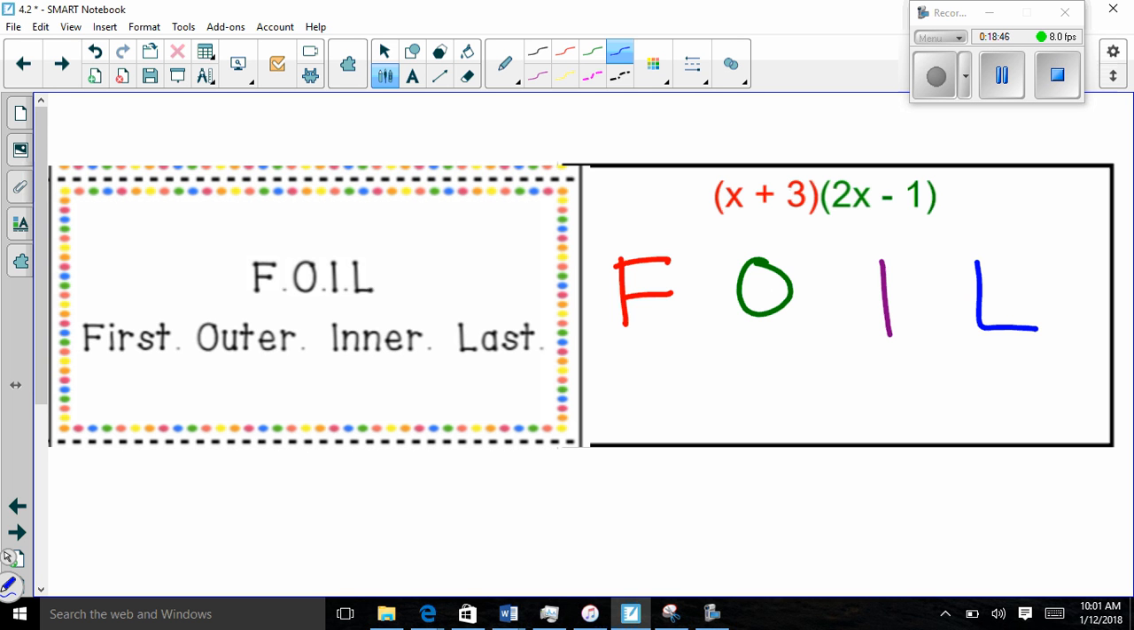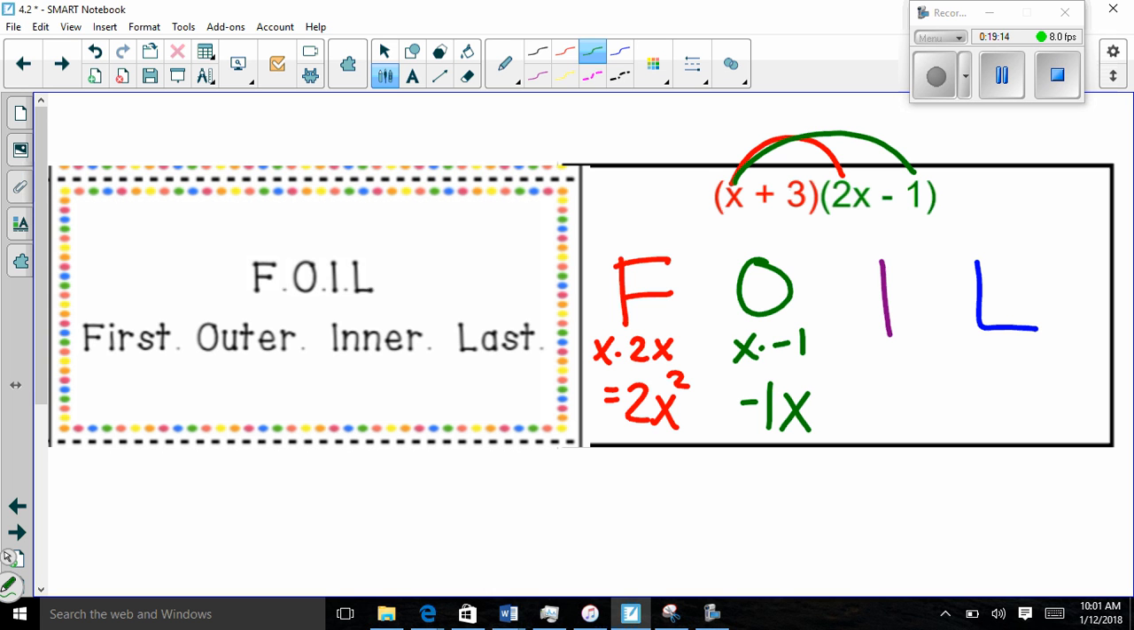First means I'm multiplying the first term. It's factored. But x times 2x. What is x times 2x? 2x squared. I'm just writing this down so you can see what I'm doing, so you can put it in your head. O means outside term, so this outer term and this outer term. What's x times negative 1? Negative 1x.